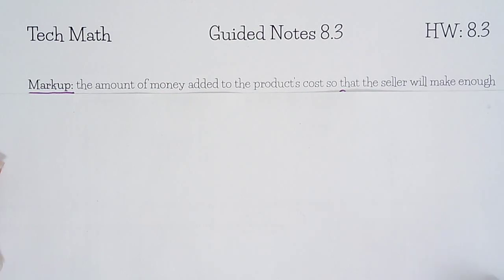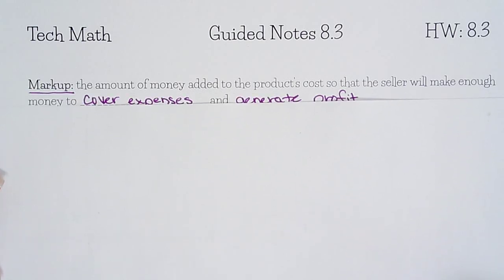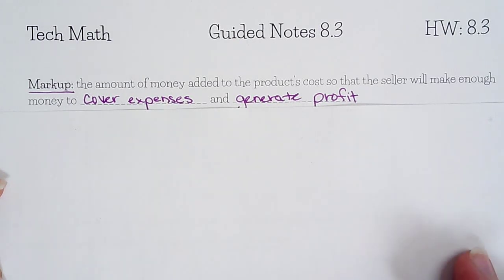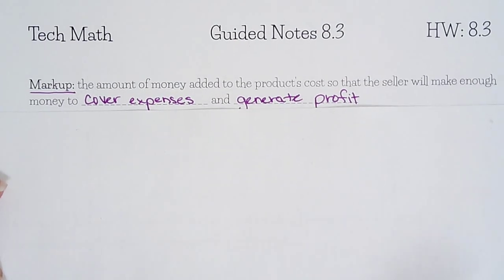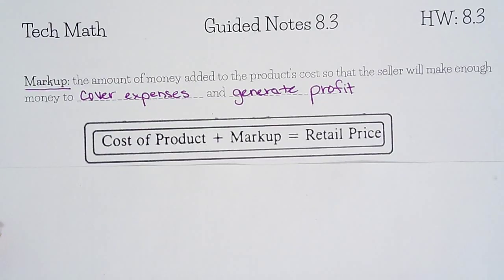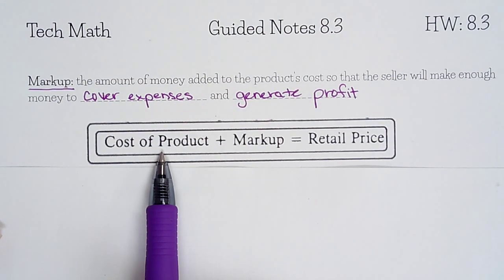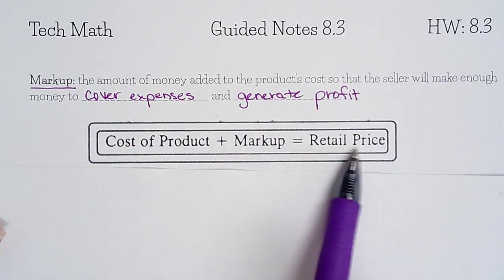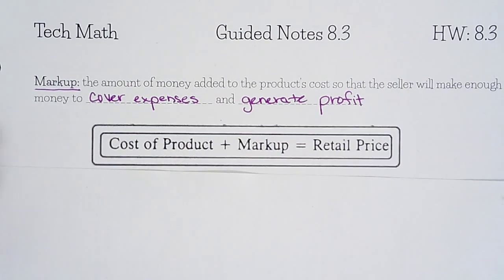In this video we're going to be talking about markup. And markup is the amount of money added to the product's cost so that the seller will make enough money to not only cover their expenses in creating the product, but also to generate profit. So our formula for this is going to look like the cost of the product plus the markup, however much that is in dollars, to equal the final retail price.